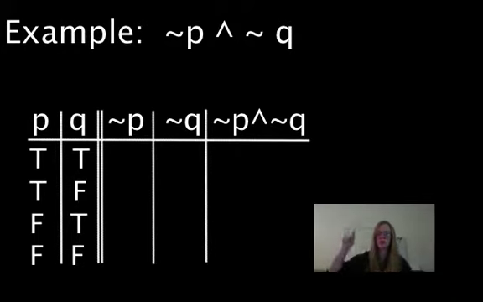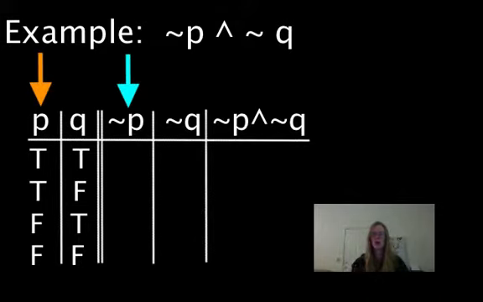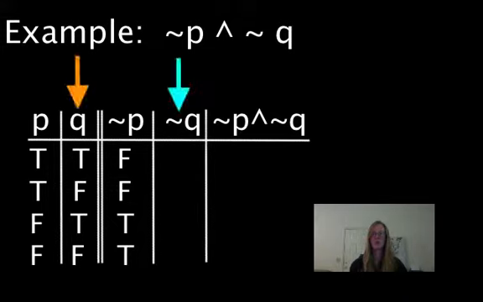Alright, so the first column that we see is not P, so we're going to fill in all of our values for that. And to do that, you can look at the P column and go down with it. So the first P is true, which means our first not P is the opposite of that, so it's going to be false. Next one is true, not P is false. P is false, so not P is true. And then in the last row, P is false, so not P is true. Then we do the same thing with the Q's, so the table's going to look like this.